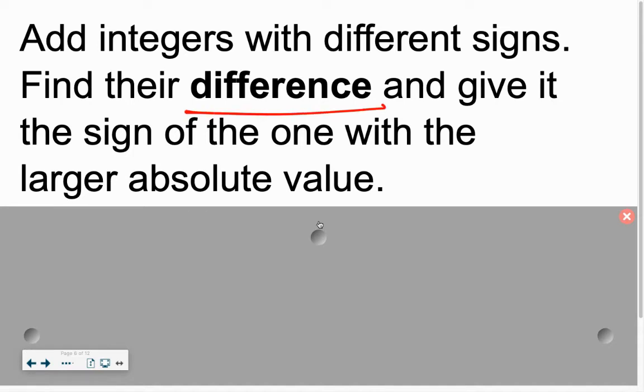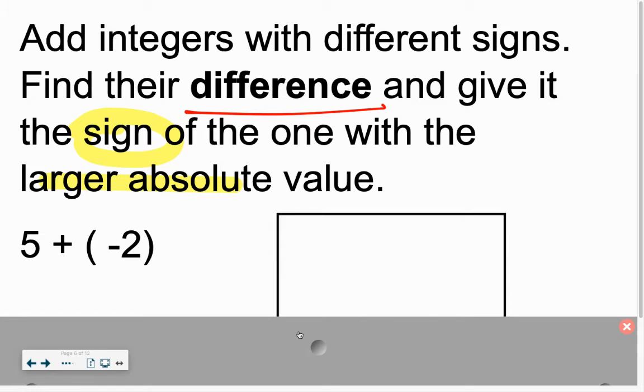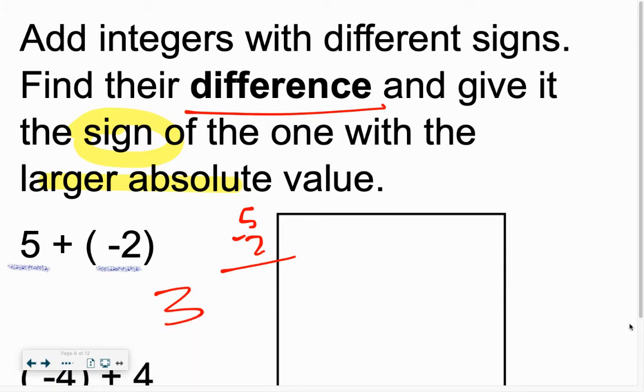Find the difference, and then whichever one has the larger absolute value, give it that sign. Here's what we're talking about. Since they are different signs, find the difference. What is 5 minus 2? That gives us 3. Which one has a larger absolute value? Which one's further from 0, 5 or negative 2? The 5 is, thus why your answer is going to be a positive 3.